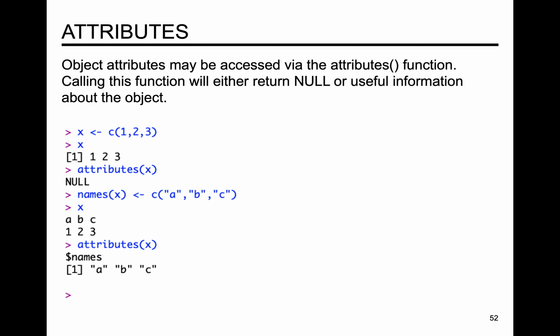Notice that if I type names parentheses x and assign it the character vector a, b, and c, I've given x names. That creates an attribute. So if I were to type attributes parentheses x, you'll see that there's a names attribute, and it shows that it's the character vector a, b, and c.